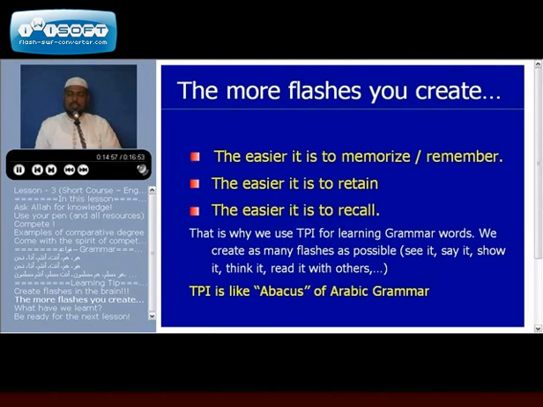It's just something like an abacus, students learning mathematics with these beads. Initially they work with the beads, then with the fingers, and then just in imagination. So this is, I would say, the abacus of Arabic grammar. So don't neglect it, practice it thoroughly.